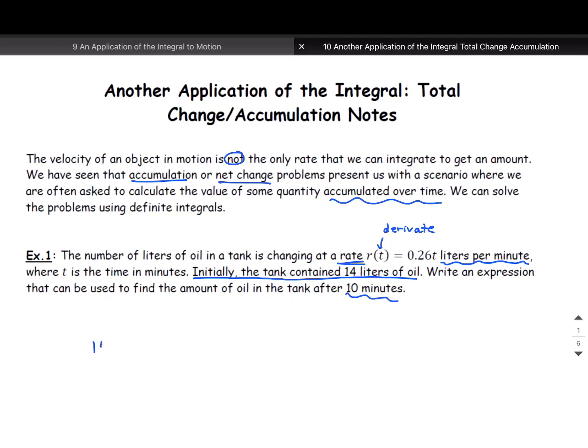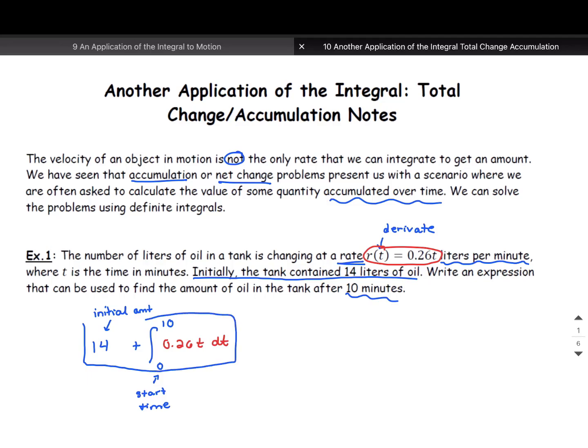So we start with the initial amount plus the integral from the starting time, which is 0, to the time we want, which is 10, of our rate R of t. And what was R of t? R of t, here it is, 0.26 t, and don't forget to put your dt on there. So this right here would be the expression, and we could actually go ahead and find the value.